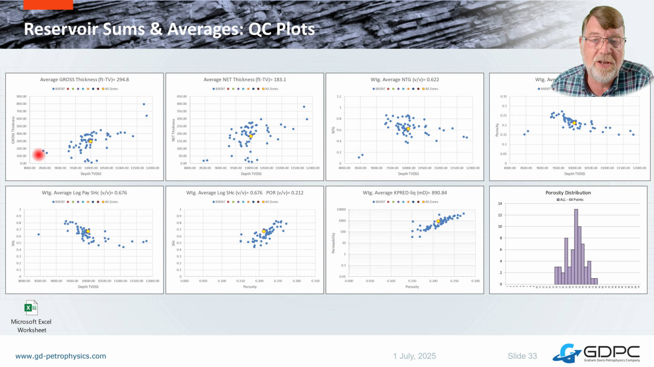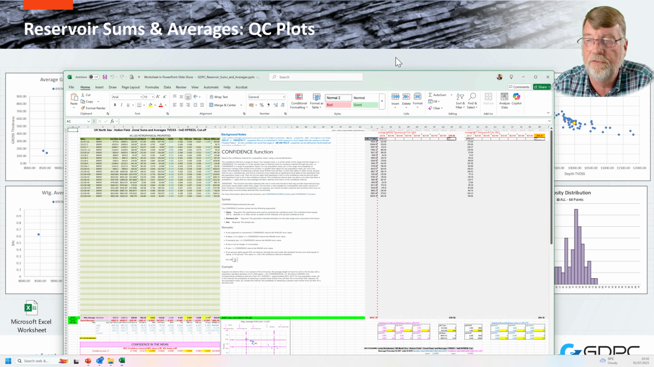There's a couple of thin intervals in here, only less than 200 foot thick, and some less than 50 foot thick, and they've got quite low net thicknesses as well. Here is the spreadsheet. What I'm going to do is just open this up and bring it over for you to have a look at.